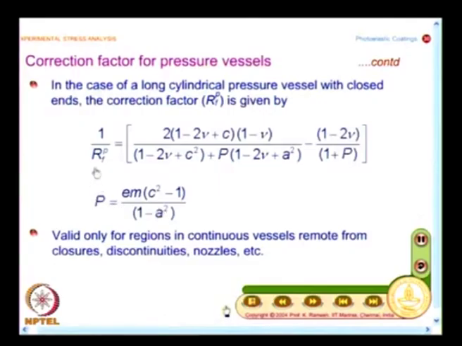and like any other correction factor, here again it is valid only for regions in continuous vessels remote from closures, discontinuities, nozzles, etc. So, that is what you have to keep in mind.